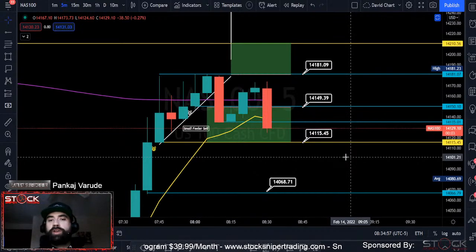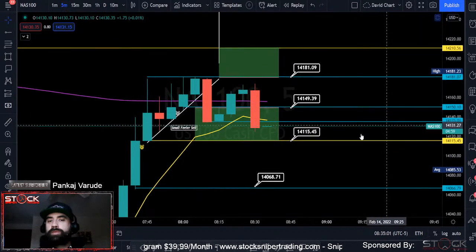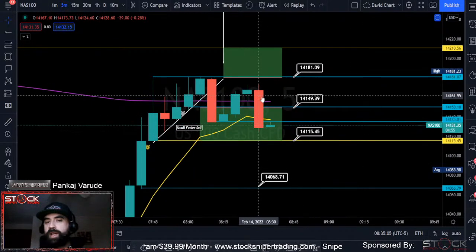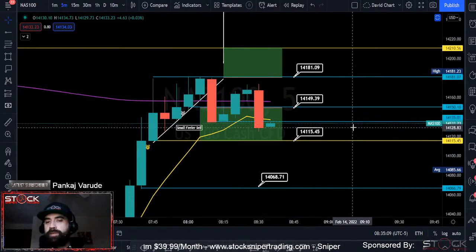I think gold is starting to rise a little bit too. Okay, so here's your retest. See how we broke that 9 moving average right here? Here's your retest on it right now.